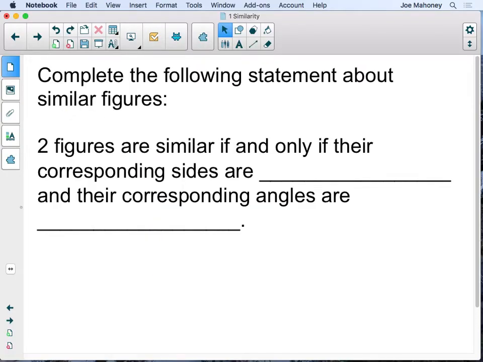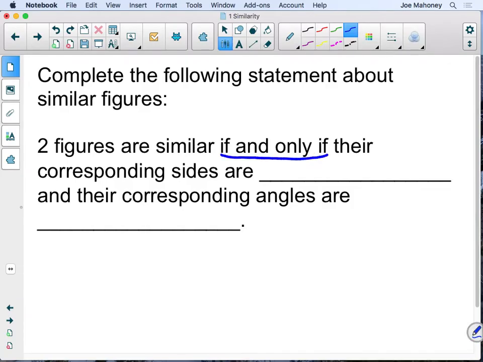So the way we're going to complete this is that two figures are similar if and only if, we'll talk about that phrase in a second, the corresponding sides are what we call proportional, and their corresponding angles are congruent. That's what it means for two figures to be similar. So if you know that two figures are similar, it means the corresponding sides make a proportion, that they're in the same ratio to each other, and you also know that the angles are congruent.